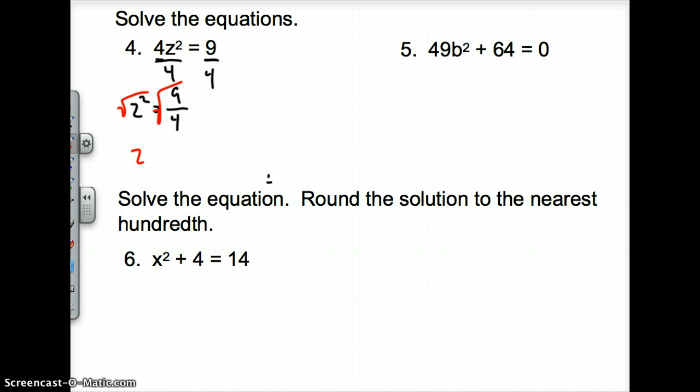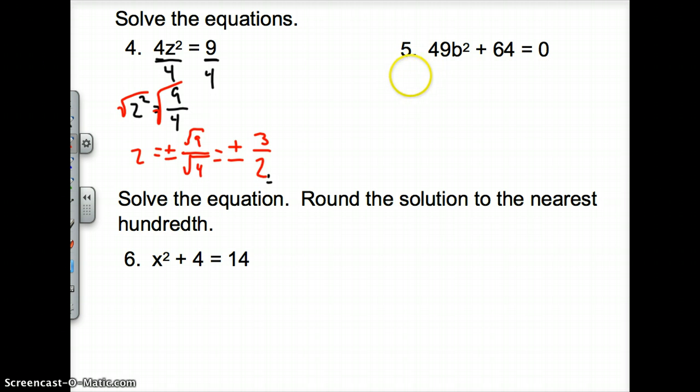We get z equals, now this square root goes to both the 9 and the 4, top and bottom of the fraction. So it's going to be, again, a positive negative square root of 9 over the square root of 4. Well, the square root of 9 is 3, and the square root of 4 is 2. So z equals a positive negative 3/2.